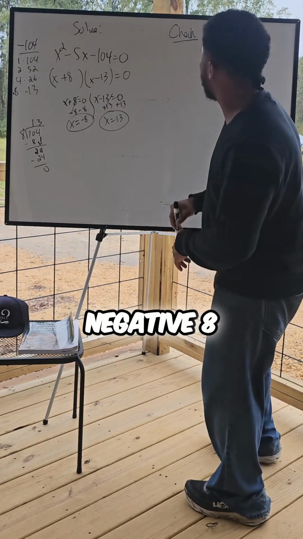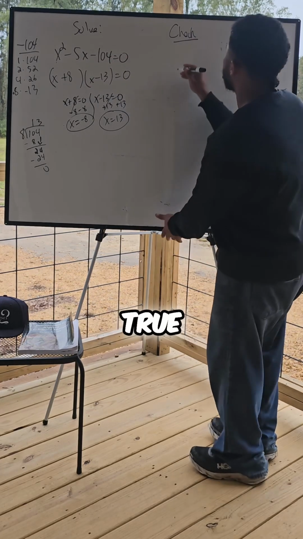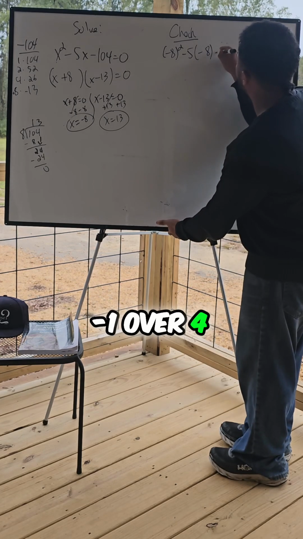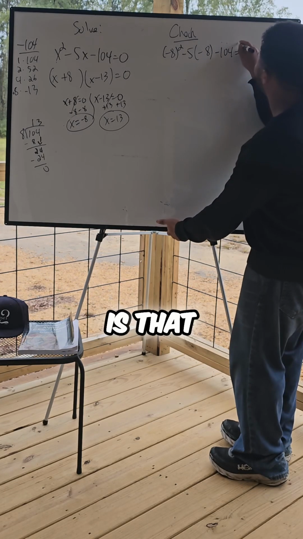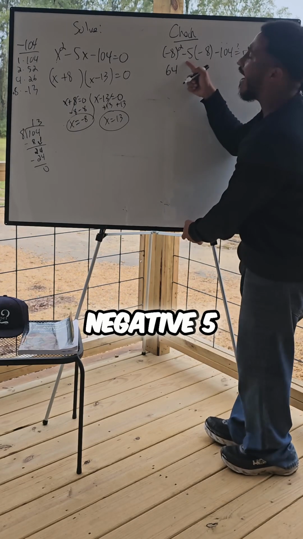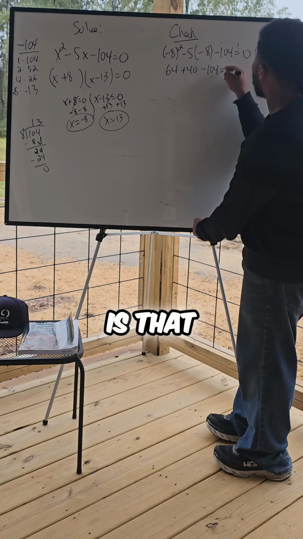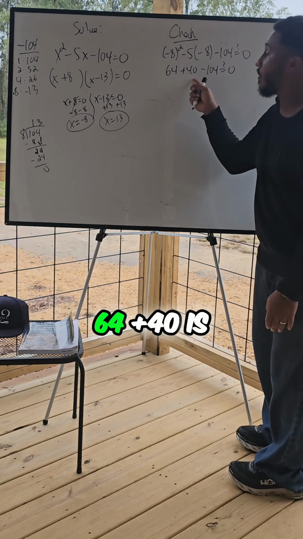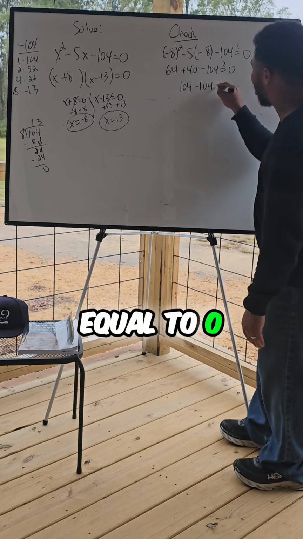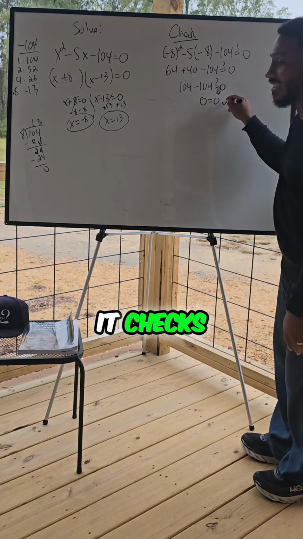Let's try x equals negative 8. When I plug in negative 8 for every x, I see if I get something true. So that's negative 8 squared minus 5 times negative 8 minus 104. We're asking, is that equal to 0? Well, negative 8 squared is 64. Negative 5 times negative 8 is 40. 64 plus 40 is 104. So 104 minus 104, is that equal to 0? Yes, it is. So 0 equals 0. It checks out.